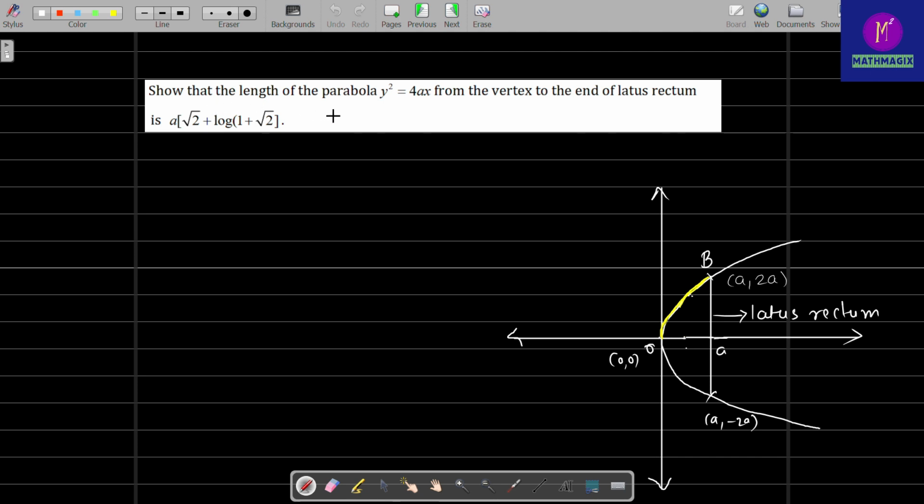To show that the length of the parabola y square equals 4ax from the vertex to the end of latus rectum is a root 2 plus log of 1 plus root 2. So the final answer is with you. You can solve it on your own.